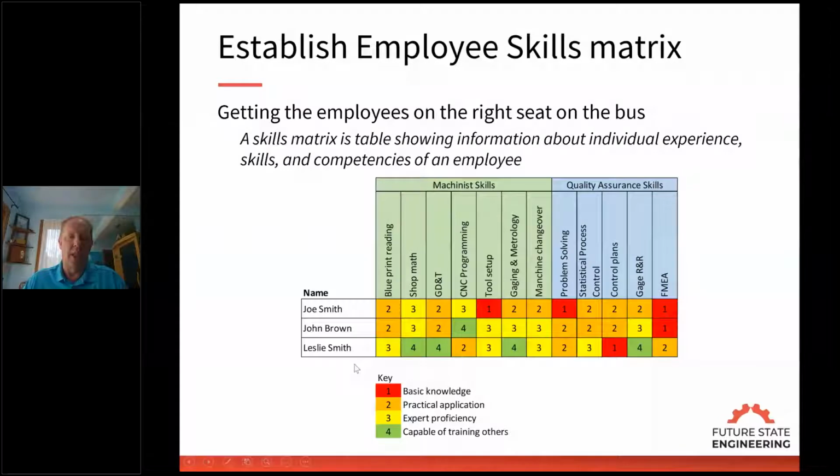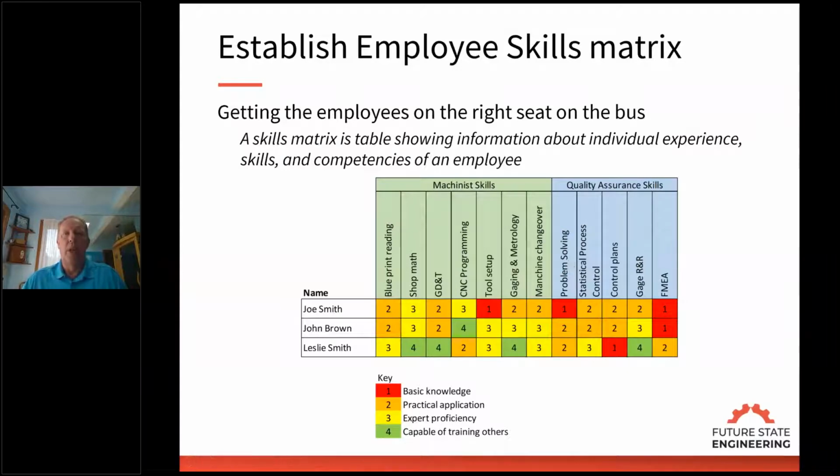So I see Leslie is our highest skilled operator in terms of training. She can train on shop math, GD&T, gauge and metrology, and gauge R&R. Now we can utilize this information when we start to manage our organization and say, okay, if we need to transfer somebody into another area, who would we transfer? Some of these skills are transferable across departments. So we start to develop this whole skills matrix.